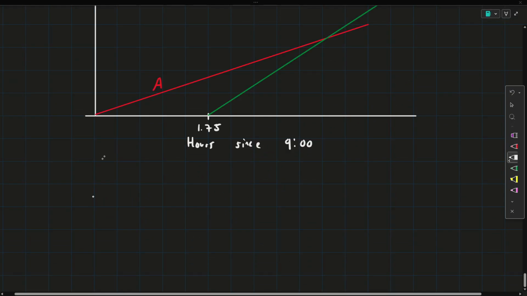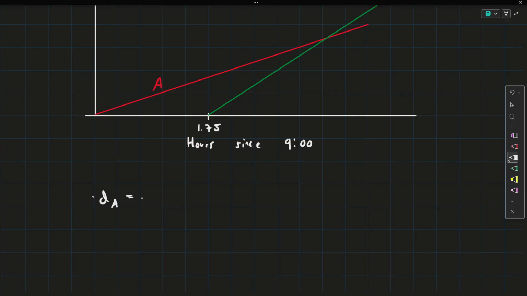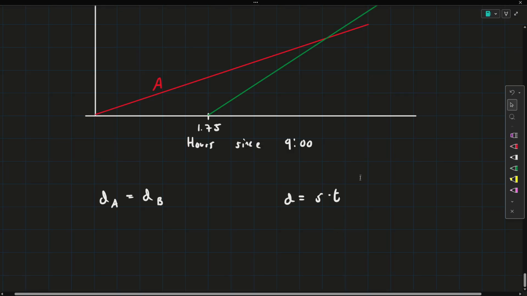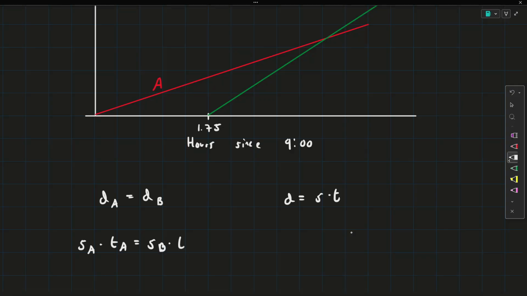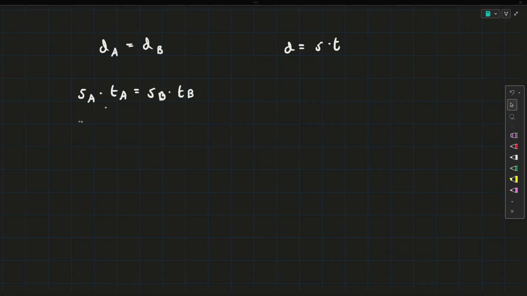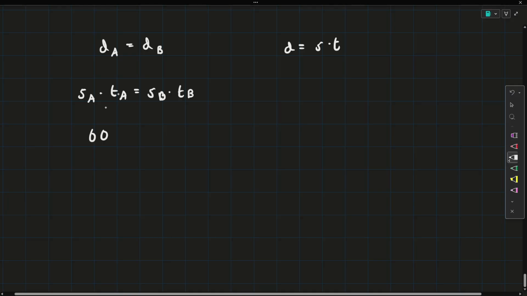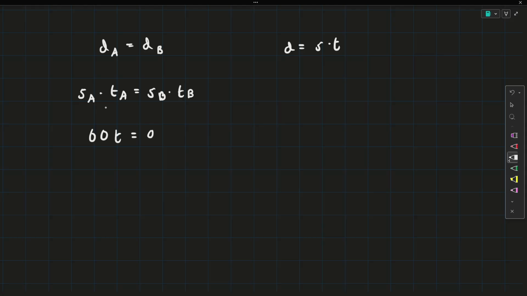So we know since they end up at the same destination, that means that the distance they travel must be equal. So the distance traveled by A must be the same as the distance traveled by B. Now remember that distance is speed multiplied by time, because speed is distance divided by time, so you can multiply across. So the speed of A times the time that A spent traveling will be equal to the speed of B multiplied by the time that B spent traveling. The speed of A is 60, the time that A spent traveling we can call T, and that'll be equal to 95, the speed of B, multiplied by the time that B spent traveling.